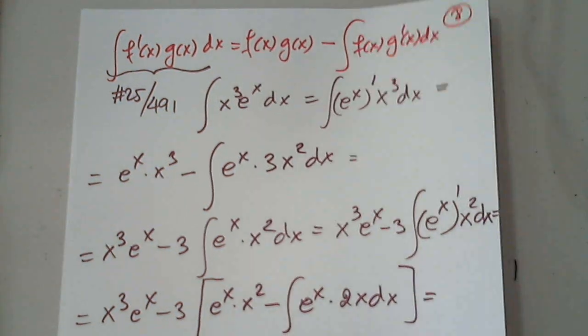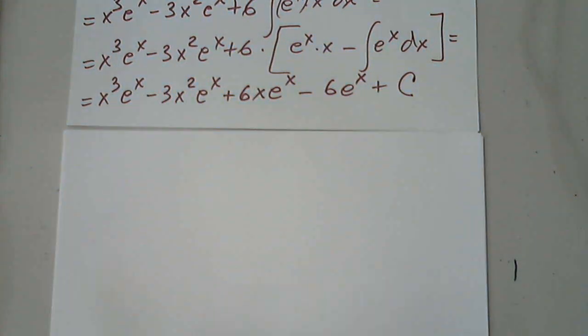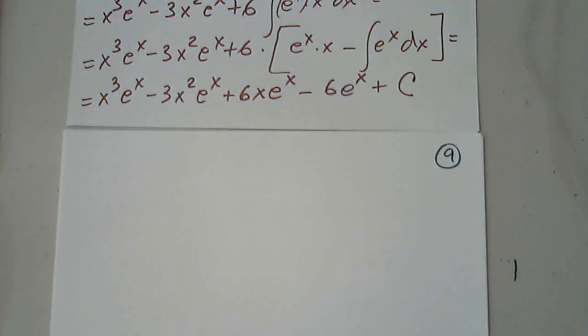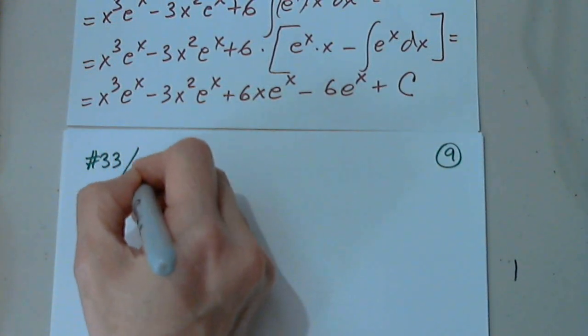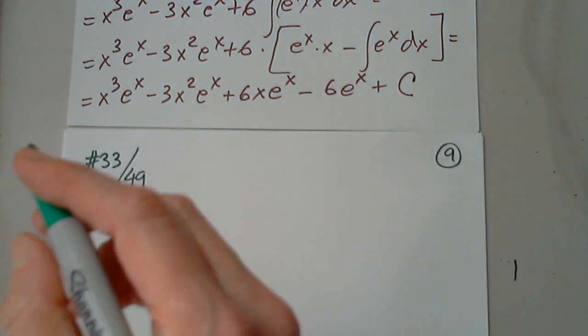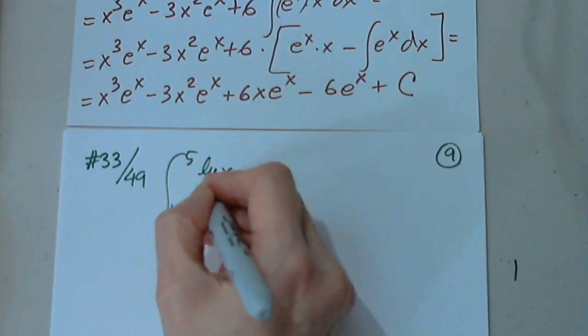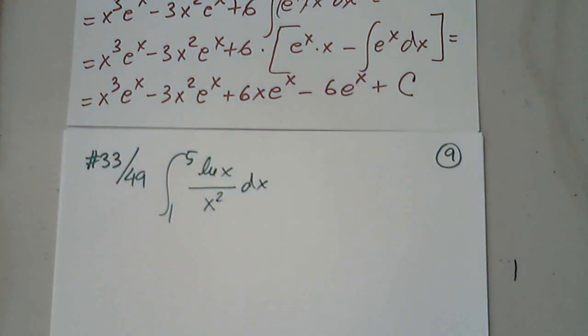Okay, let's look at other examples. I'm on page 9. So this was 25. Let's look at 33. Same page, 491. And 33 is the integral from 1 through 5 of natural log x over x squared dx.